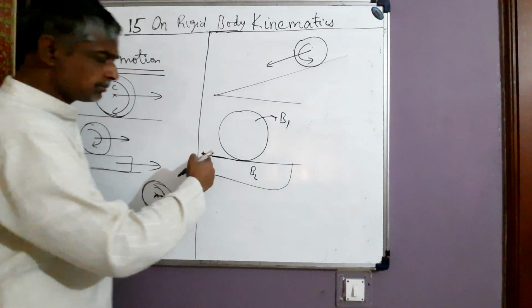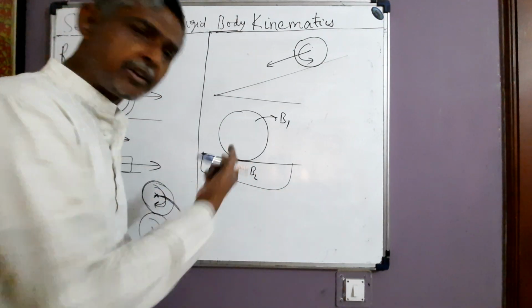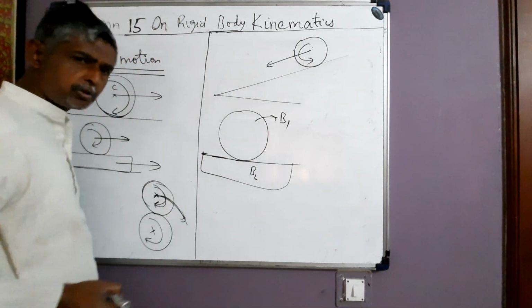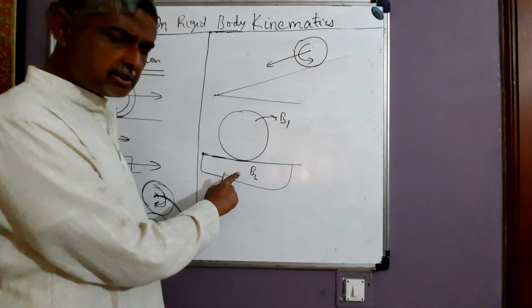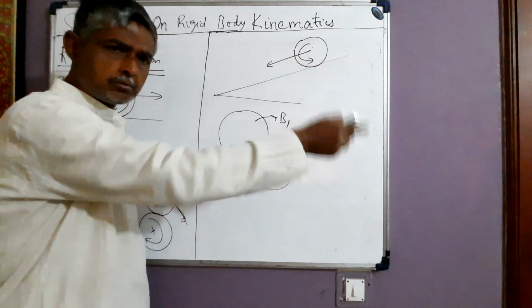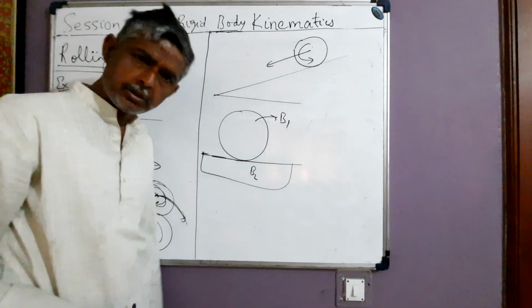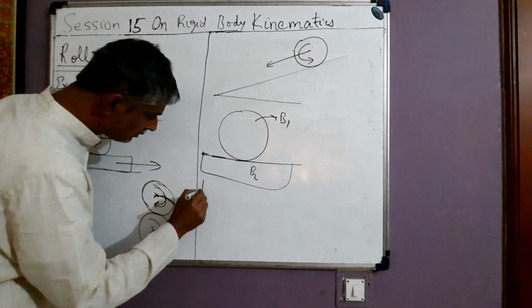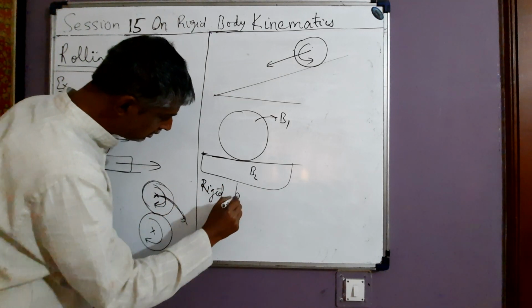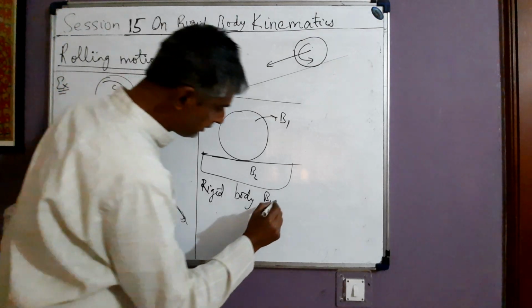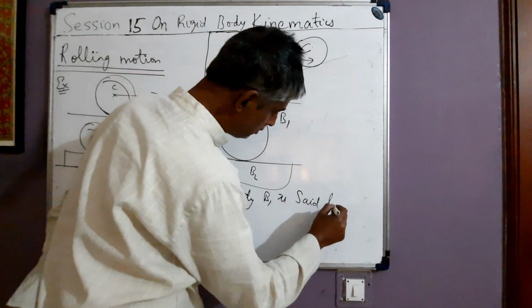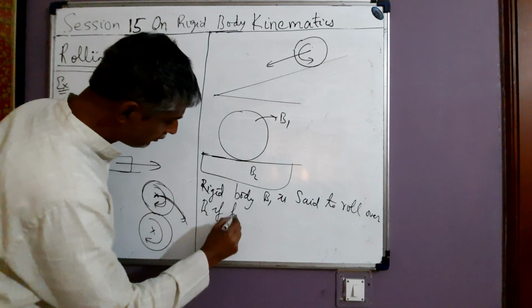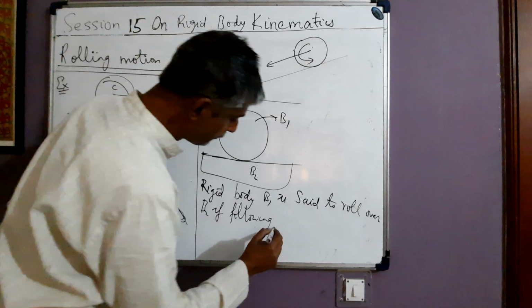This rigid body B2 may be a translating body, or it may be a rotating body, or it may be a fixed body. It can be anything. So B1 and B2 are rigid bodies. B2 may be a fixed surface, it may be a movable body, a translating plank for example, or it may be a rotating body itself. So B1 is said to roll over B2 if the following conditions are fulfilled.